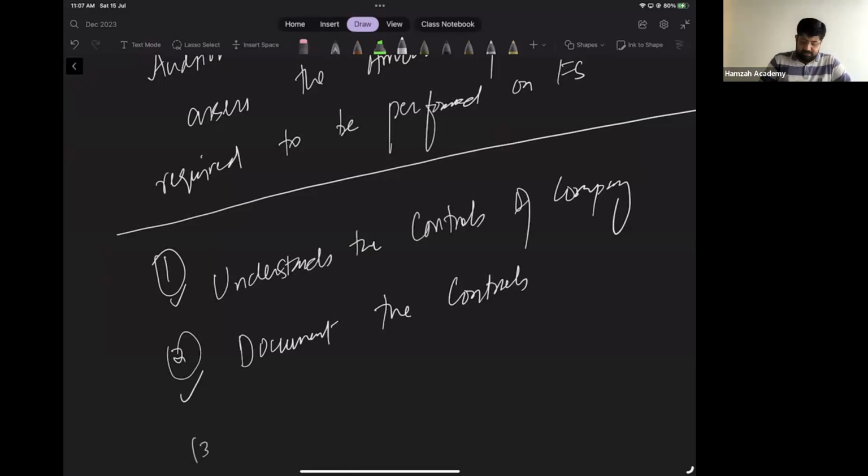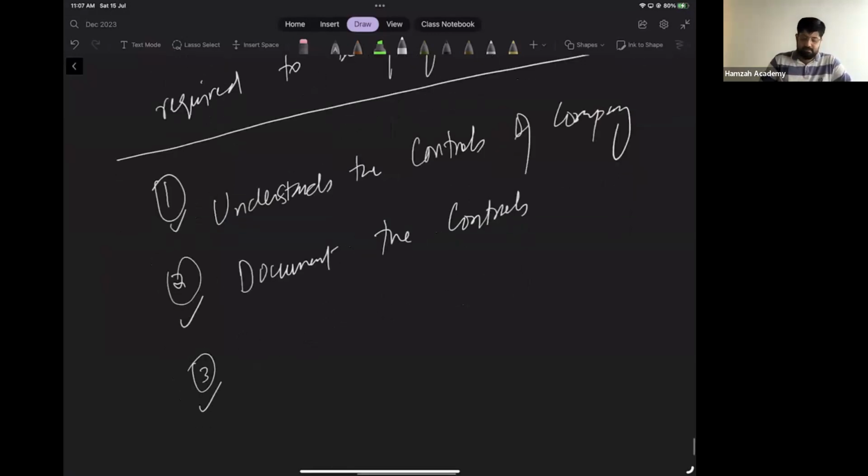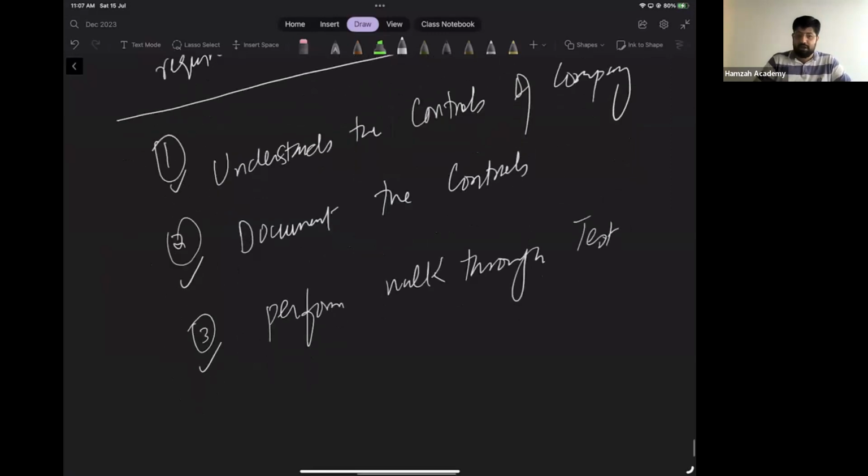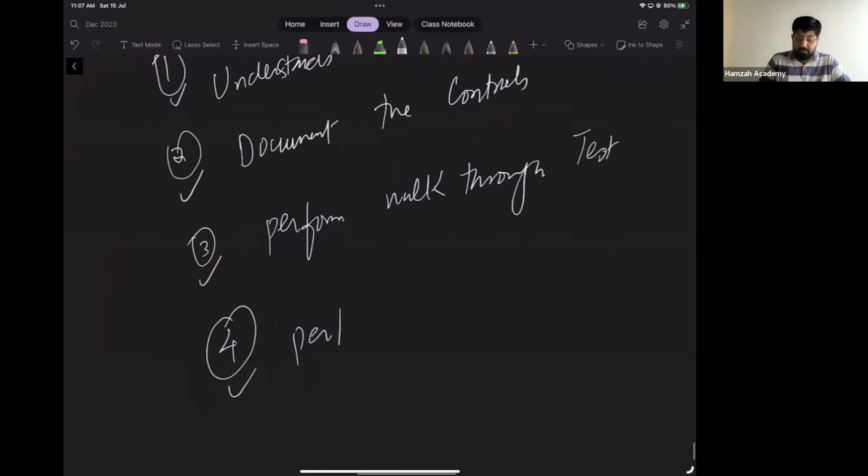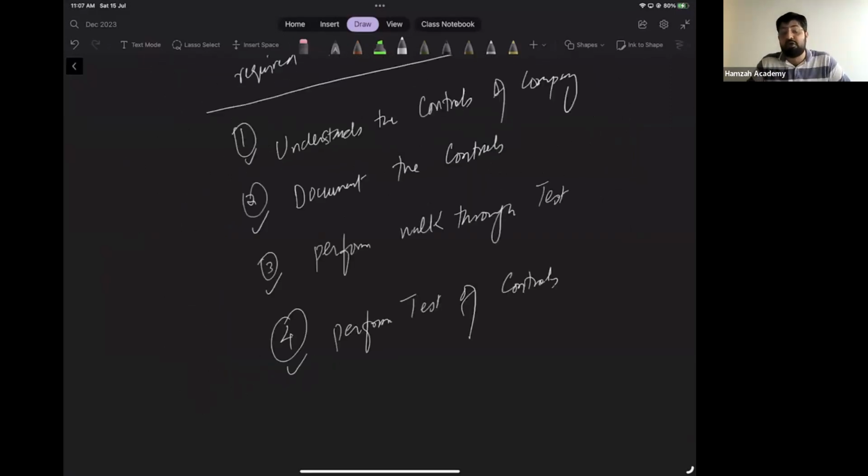And the third, perform a walk-through test. And the fourth is perform test of controls. A 4-step process: auditor and internal controls of the company.